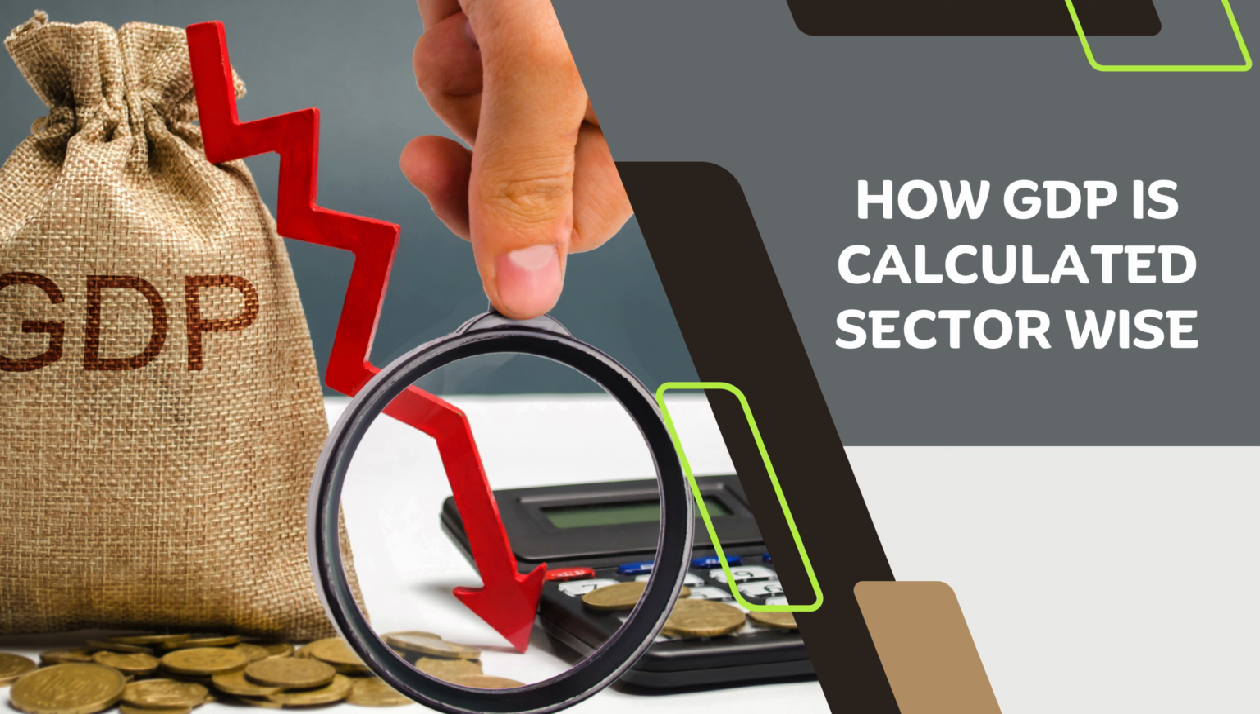Today, we are diving into an essential topic in Indian economics, which is how GDP is calculated sector-wise. Understanding this concept is crucial for grasping the structure of an economy and assessing the contributions of different sectors, primary, secondary, and tertiary, to national growth.